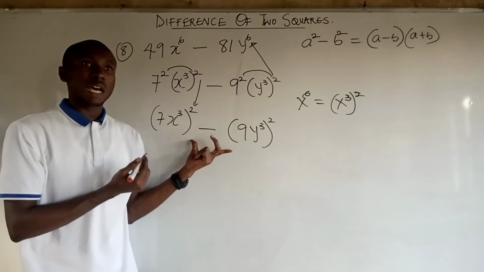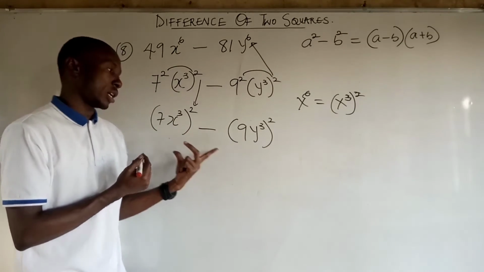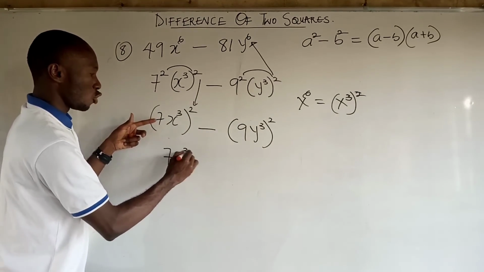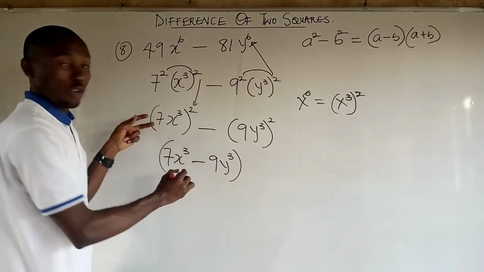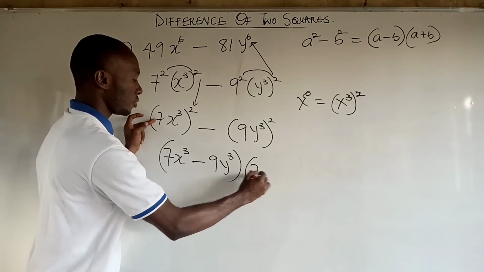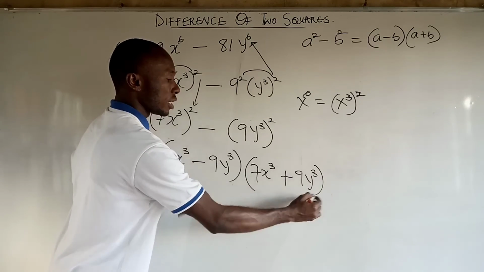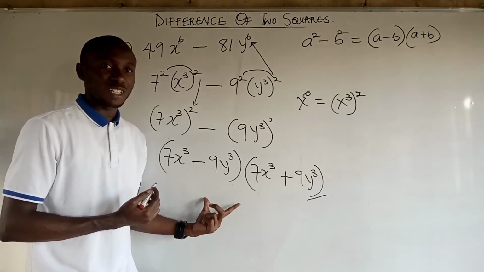Now they are in the square format and you can easily apply the knowledge of difference of two squares. So we definitely are going to have 7x cubed minus 9y cubed. Then we go again, we have 7x cubed plus 9y cubed. Yes, this is exactly the final answer for today's question.